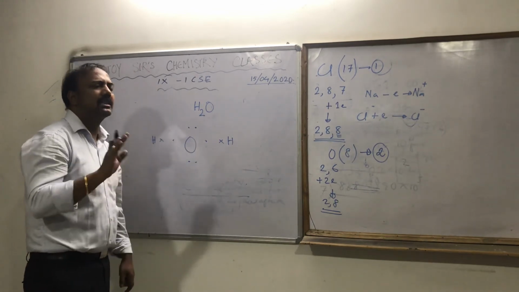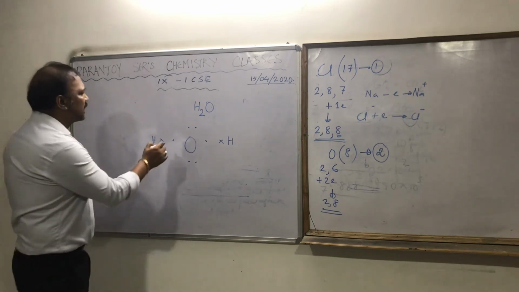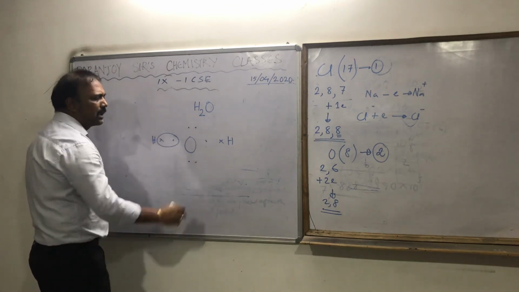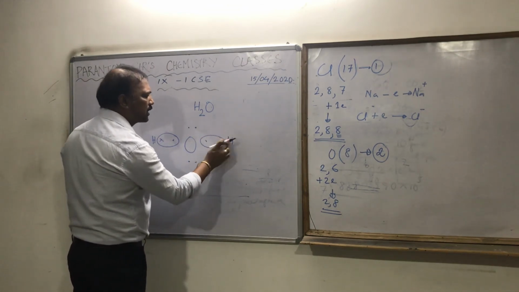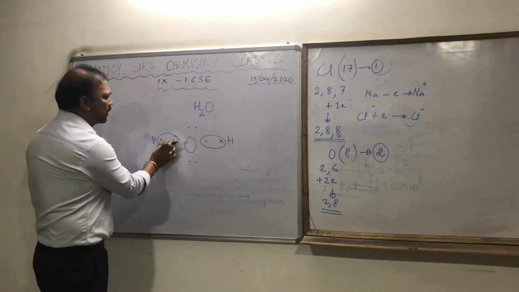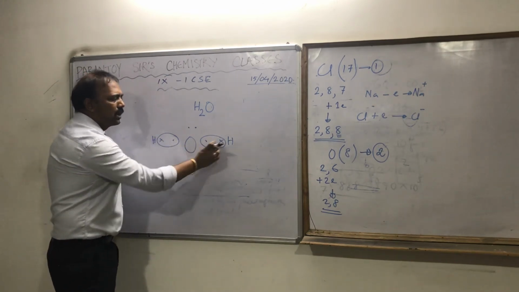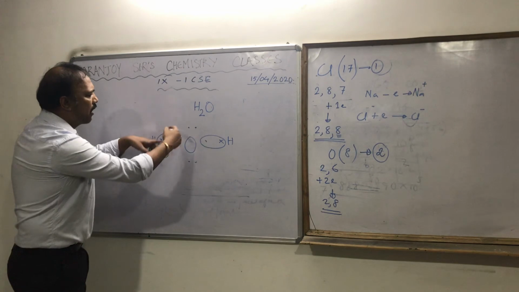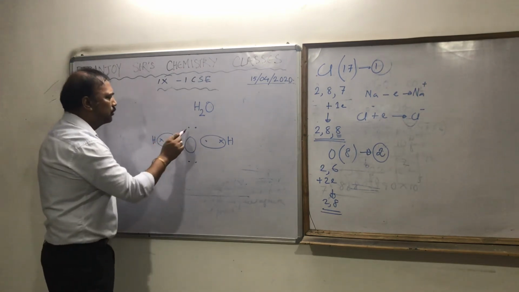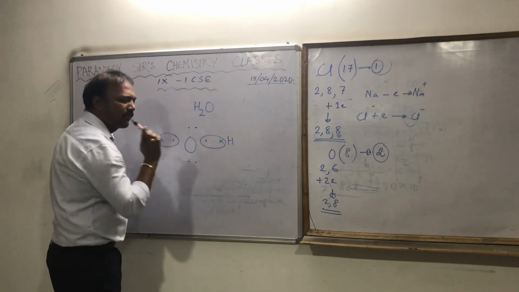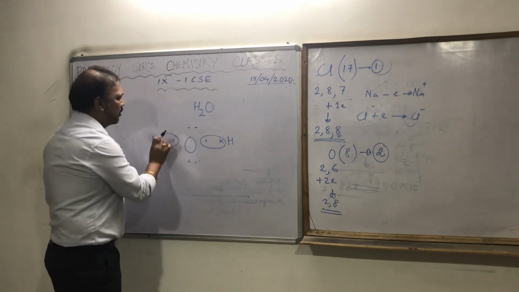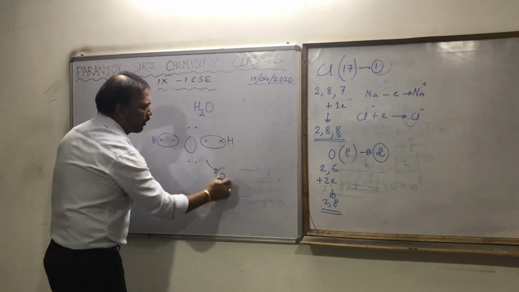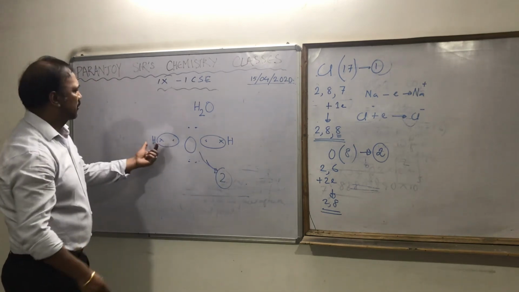So what they do is that they share. Now you see, these 2 electrons are shared between this hydrogen and this oxygen. Same way, these 2 electrons are shared between this hydrogen and this oxygen. So oxygen as a whole, how many electrons are they having? 1, 2, 3, 4, 5, 6, 7, 8. It is fulfilling the octet by sharing 2 electrons from 2 hydrogens. So oxygen's valency is 2.